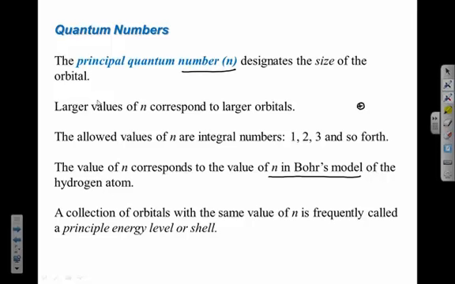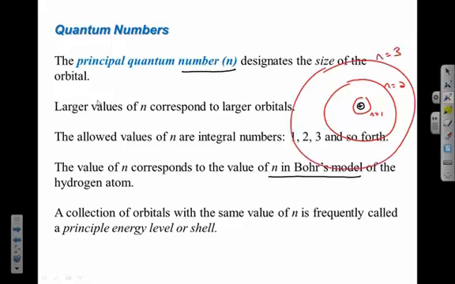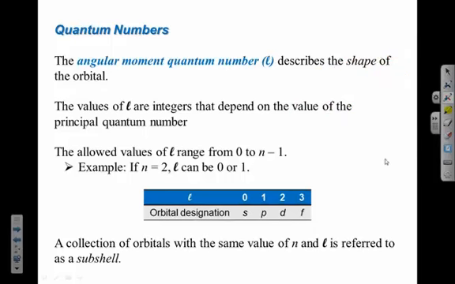So the electron could be in n equals 1, or it could be next out, n equals 2. As we go further and further away, we're increasing the value for n. So n relates to the most general location for the electron. It basically just tells you roughly how far away the electron is from the nucleus, because the lower the value for n, the closer the energy level is to the nucleus. The next value is l.